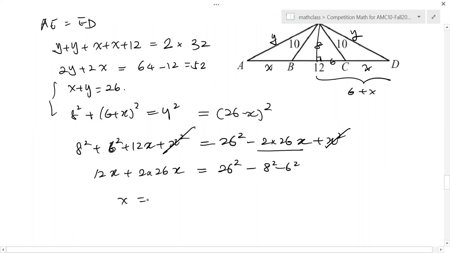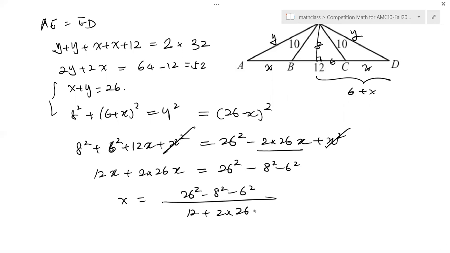And from here, you solve for x, right? You're looking for x, right? So you get 12 plus 2 times 26, okay? And you simplify. What do you get? x is going to be 9. Okay, x is going to be 9.